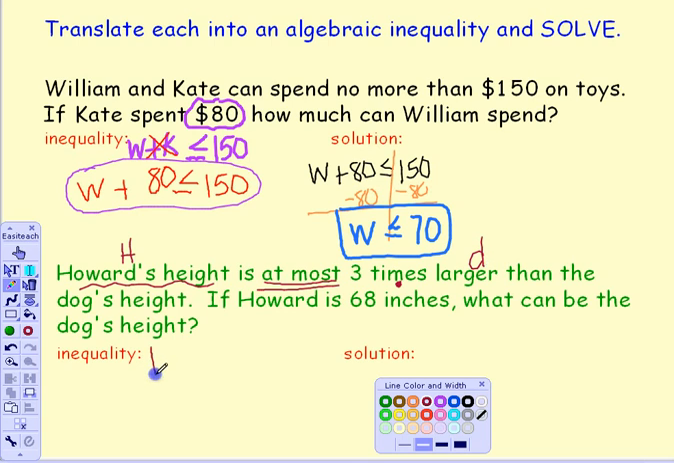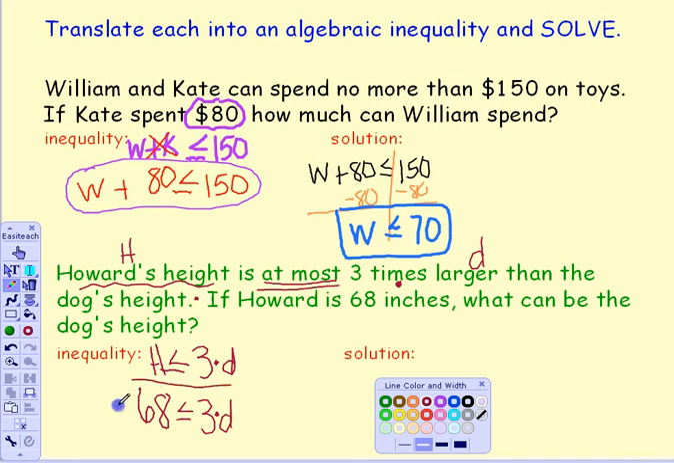So we've got Howard's height is at most, so the most that it can be, that means it has to be under 3 times the dog's height. It's at most 3 times larger than the dog's height. So if Howard is 68 inches, 68 for Howard has to be less than or equal to 3 times the dog's height. So we've got this second part taken care of. If Howard is 68, what can the dog's height be? So now we need to solve it.